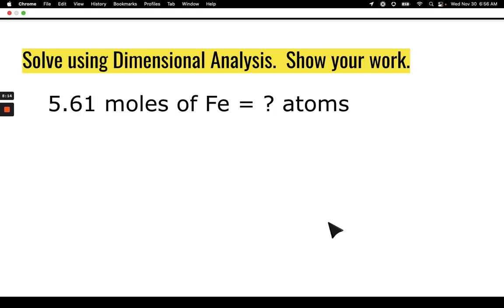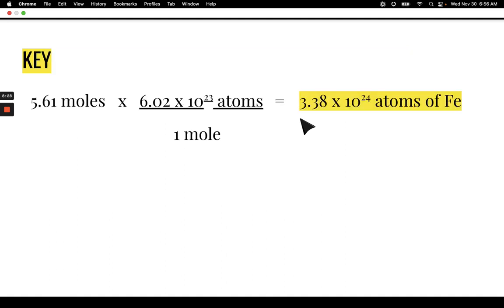This time, I want you to set the whole thing up yourself. We've got 5.61 moles of iron, and we want to know how many atoms that would be. Pause the video, set up the T-chart, remember your conversion factor, and then I'm going to show you the answer right now. So we had 5.61 moles. We would arrange the conversion factor so mole is on the bottom and atoms is on the top. We cancel moles, so it's just 5.61 times 6.02, which would be 3.38 times 10 to the 24th atoms of iron. Okay? All right, let's try one more.